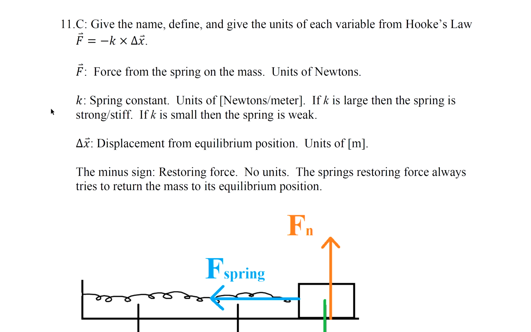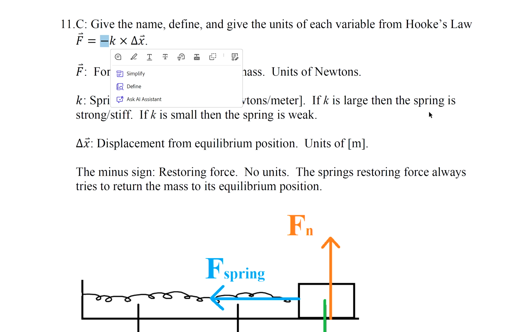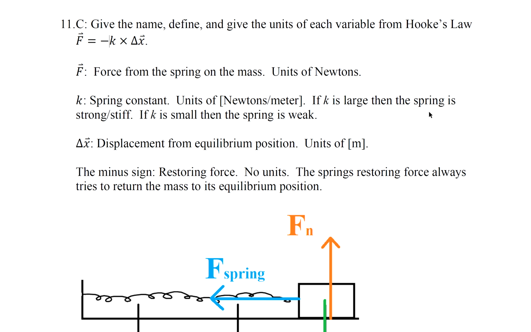If k is large, then the spring is strong and stiff. If k is small, then the spring is weak, easy to stretch, easy to compress. Delta x, it's the displacement from equilibrium position, has units of meters. So the minus sign here is called the restoring force, has no units. The spring's restoring force always tries to return the mass to its equilibrium position.